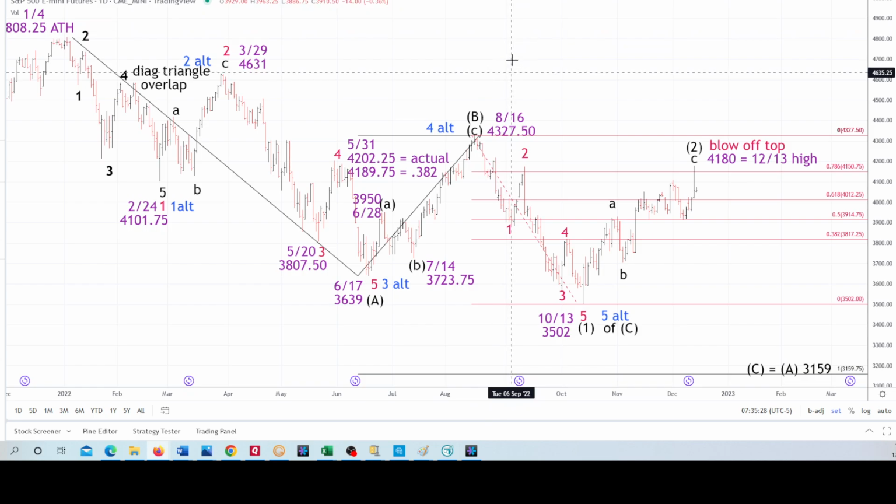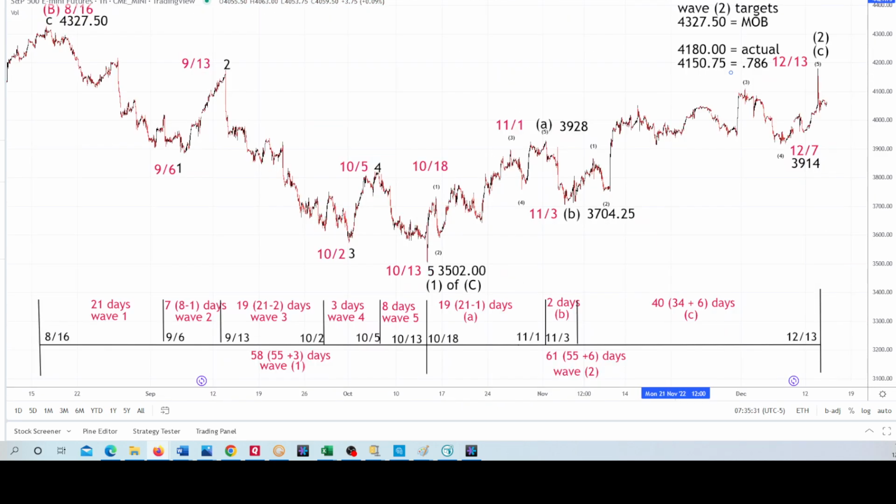Okay, that is the daily, and then let's look at the hourly chart. Again, this is more for time, and you can see the internal wave structure there. That's what I was looking for. Wave 1 was in 3 days of 55. Wave 2 up went over 6 days.